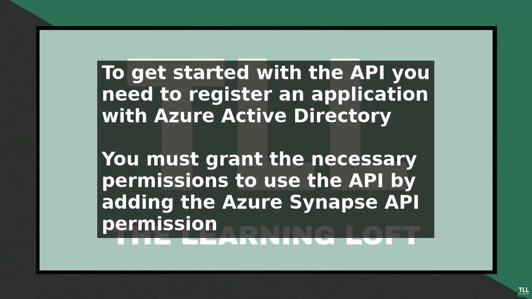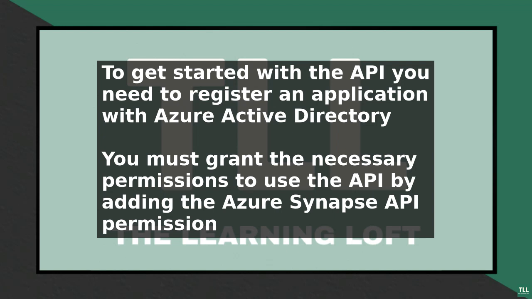Authenticating with Azure Synapse REST API. To authenticate with the Azure Synapse REST API, you need to obtain an access token and pass it in the authorization header of your API requests. You can obtain an access token by using the client credentials flow and exchanging your client ID and client secret for an access token. You can then use this token to authenticate your API requests.